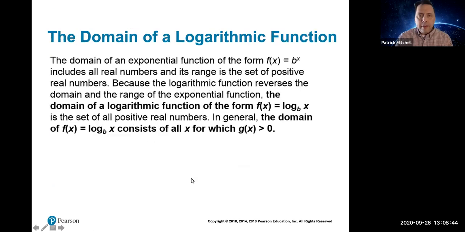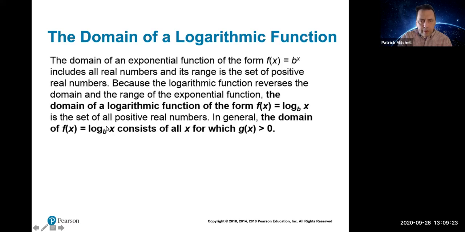All right, domain of a logarithmic function. So the domain of an exponential function of the form f of x equals b to the x includes all real numbers, and its range is the set of positive real numbers. And again, because the logarithmic function reverses the domain and the range of the exponential function, the domain of a logarithmic function of the form f of x equals log base b of x is the set of all positive real numbers.